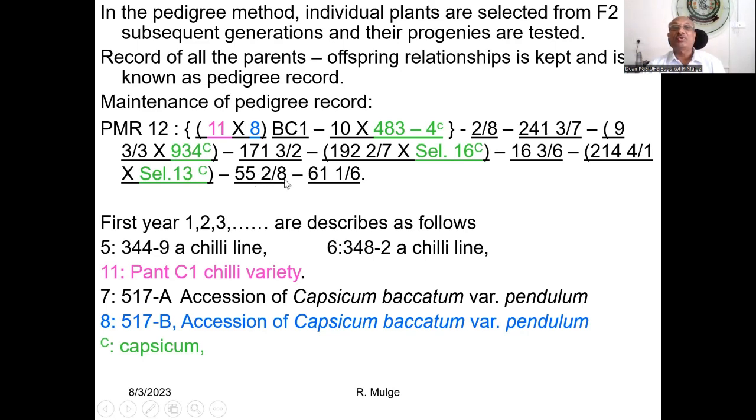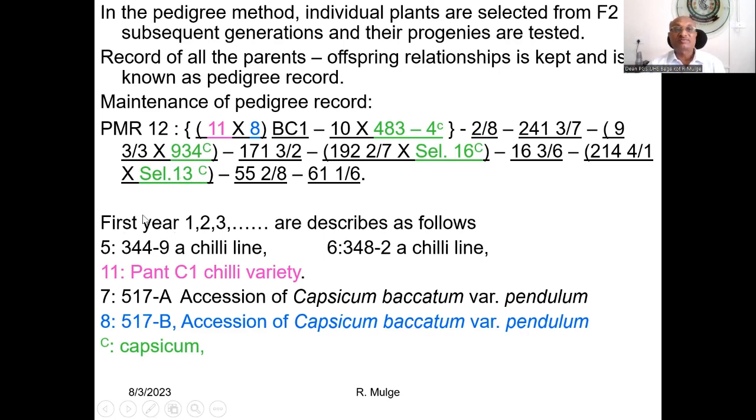55th line, 2nd row, 8th plant, right? And this plant's seeds were collected, and as it is, the seeds were carried forward, and in the next generation they raised these lines, and the 61st line, 1st row, 6th plant. This seed is nothing but your PMR term. Okay, this is the meaning and how you have to write also, right?